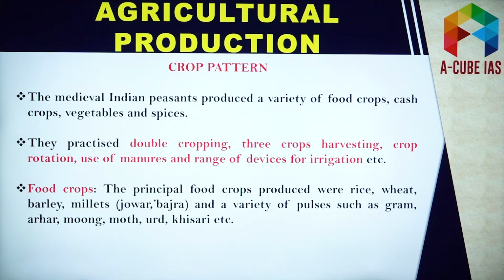Now we'll try to understand the crop pattern. So the medieval Indian peasants produced a variety of food crops, cash crops, vegetables and spices. They were familiar with various advanced techniques of crop cultivation of their times, be it double cropping, three crops harvesting, crop rotation, and believe me, they were aware of the use of manures also. And they had the knowledge of a range of devices for irrigation.